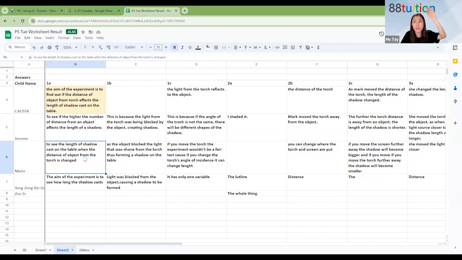How many of you are not very clear on how to write the aim? Put up your hand. Do you all know how to write the aim of experiment? Usually when you talk about aim, as your teacher said before, you always start with "to find out". You need to identify the change variable and also the measured variable. The change variable over here is actually the distance of object from the torch. We started off at 10 cm.